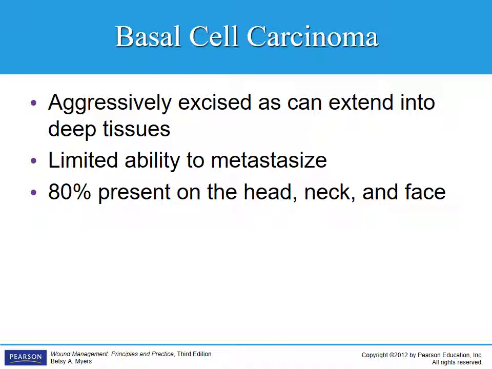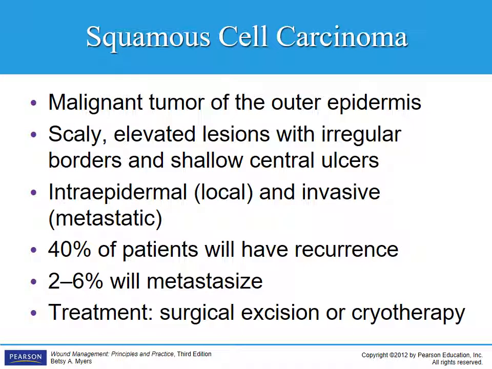When they go in to take out a basal cell carcinoma, they have to go into deeper tissues. They can't just go across the top because the basal cells usually extend much deeper. They generally don't metastasize, but 80% of them are on the head, neck, and face, where we have a high rate of exposure to UV rays.